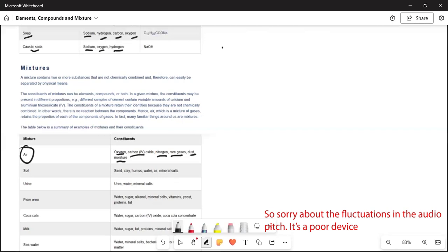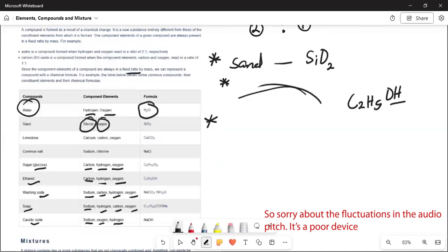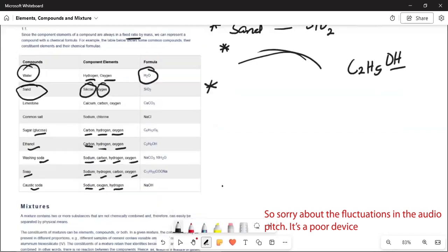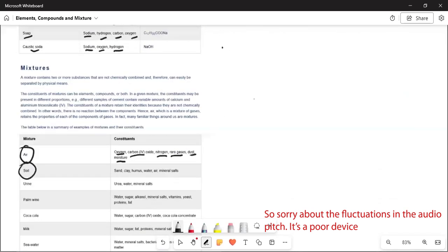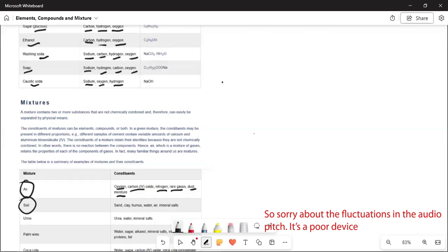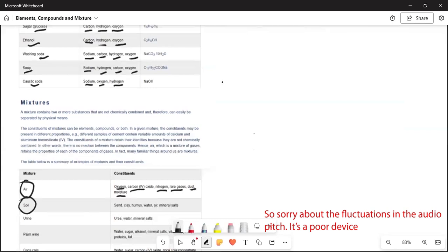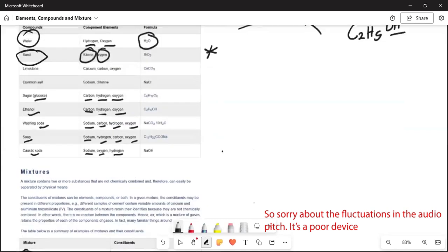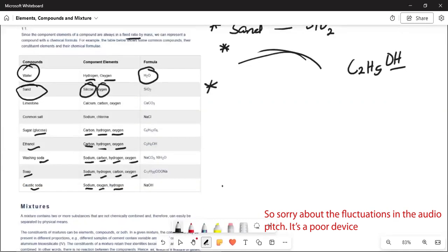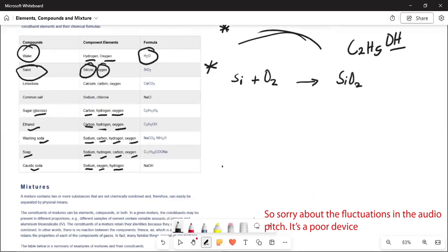Another example is soil. Earlier we were talking about examples of compounds, now we're talking about mixtures, like soil. What is the difference between soil and sand? If sand is a compound, why is soil a mixture? The difference is that sand is made up of two elements that are chemically combined, silicon and oxygen. There's a chemical reaction between the two to give us silicon oxide, which is called sand in our everyday conversation.